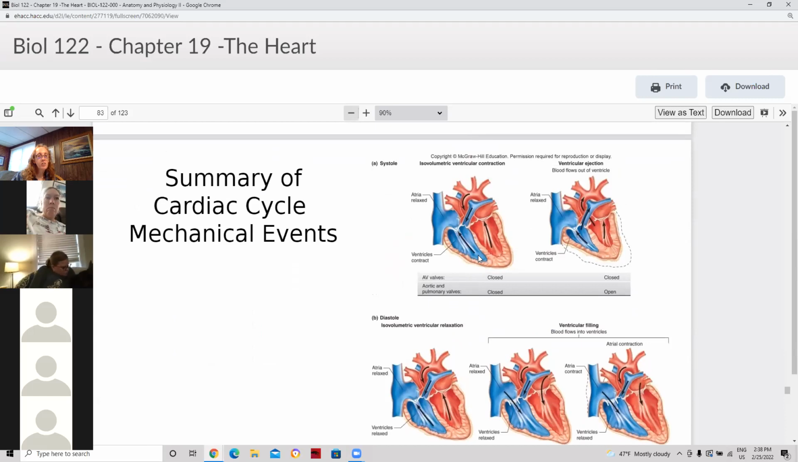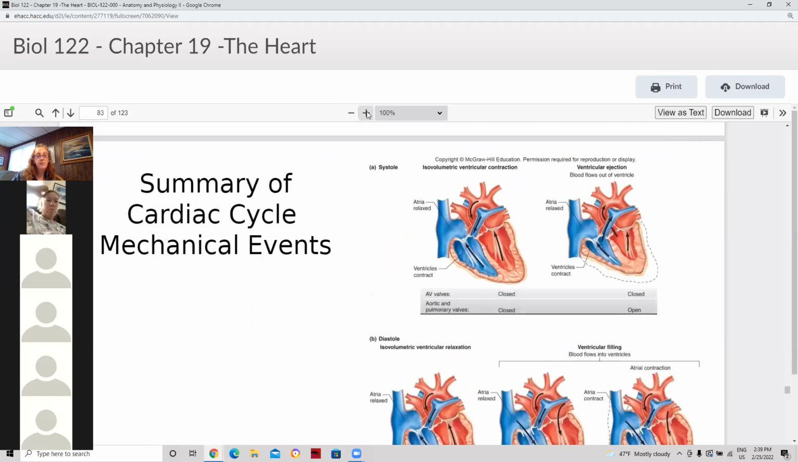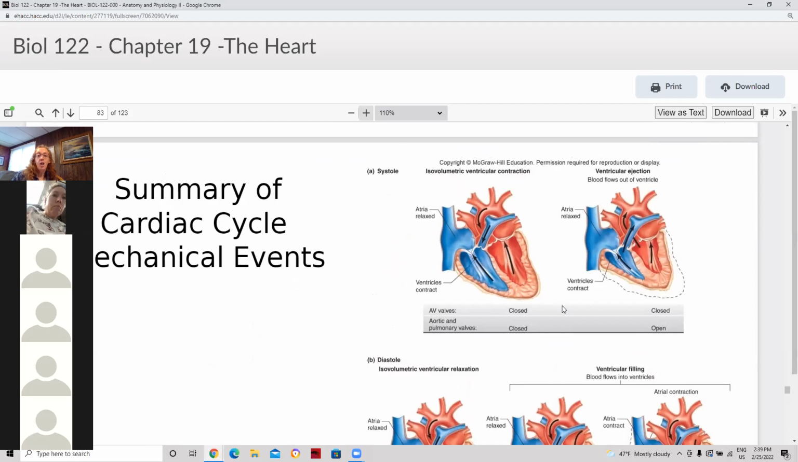So during the isovolumetric contraction, meaning there's no blood moving in or out of the ventricles, the AV valves are closed, the aortic semilunar valves are closed. Then, as the ventricles continue to contract, the pressure inside the ventricles is going to exceed that of the arteries. And the semilunar valves are going to open while the AV valves stay closed.